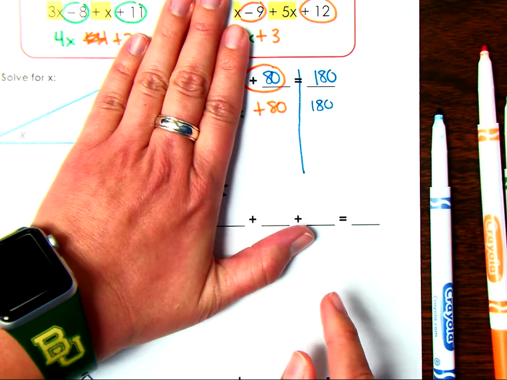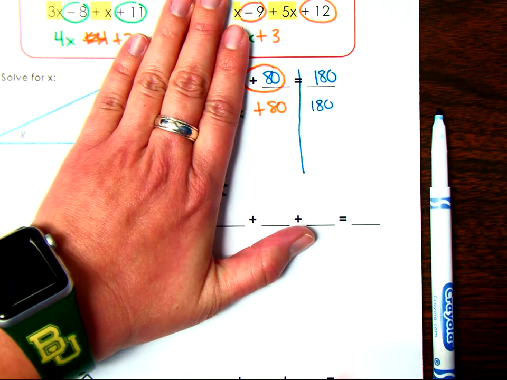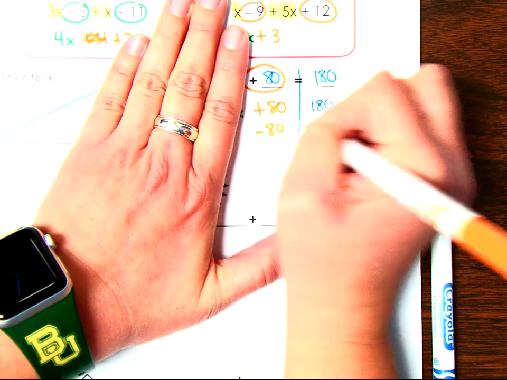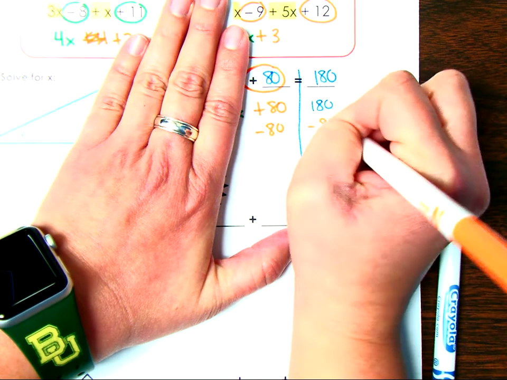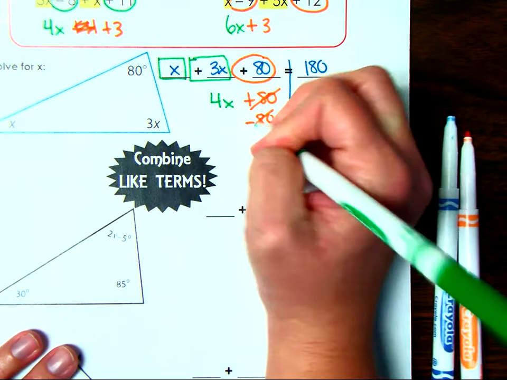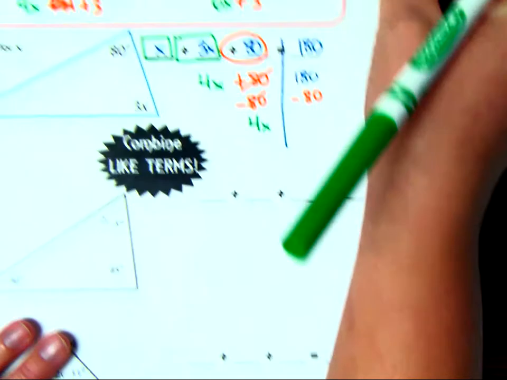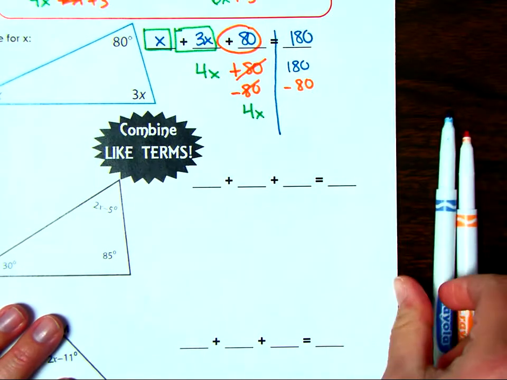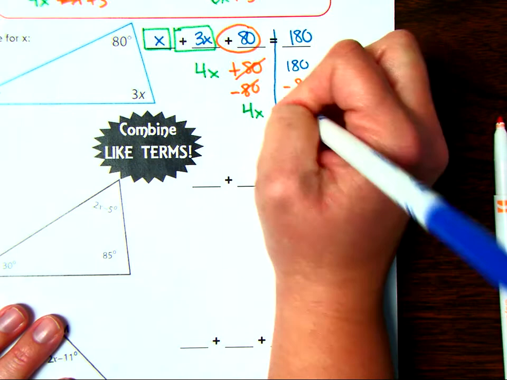So the first thing we need to do is get rid of that positive 80. So the opposite of positive 80, or adding 80, is subtracting 80. So that cancels out. That gets you 4x on the left-hand side. And 180 minus 80 is going to be 100.